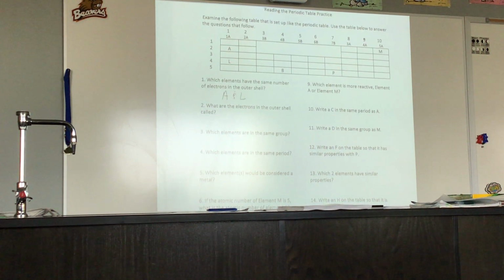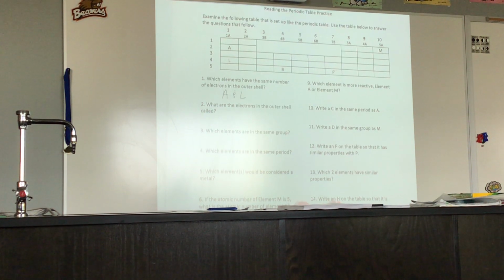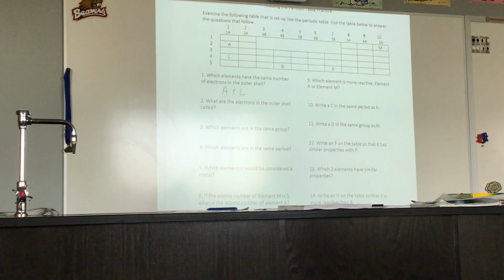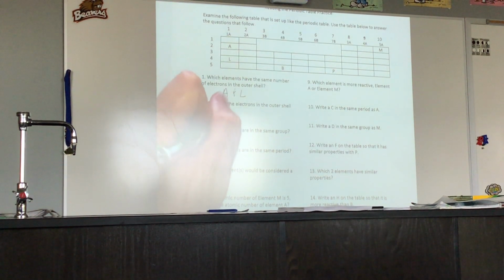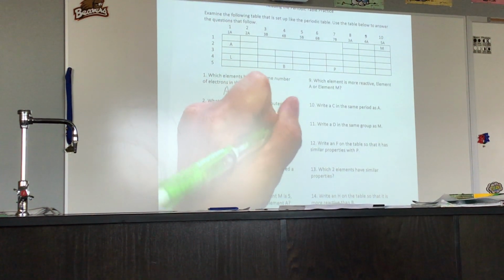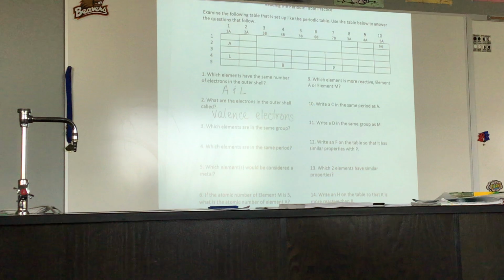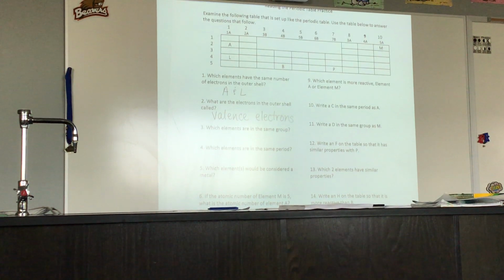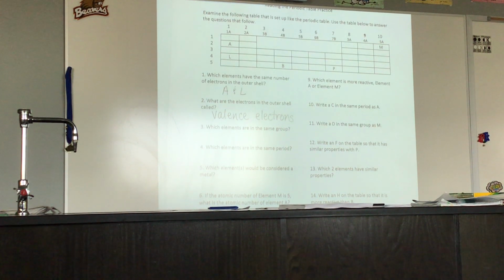And number 2 would actually have been my next question that I kind of want to ask you anyways. What are those electrons in that outer shell called? Those are the valence electrons. That's right. So A and L would have the same number of valence electrons because they're in the same group. What group are they in? One. Group 1. So how many valence electrons would they have? One. 1. Good.